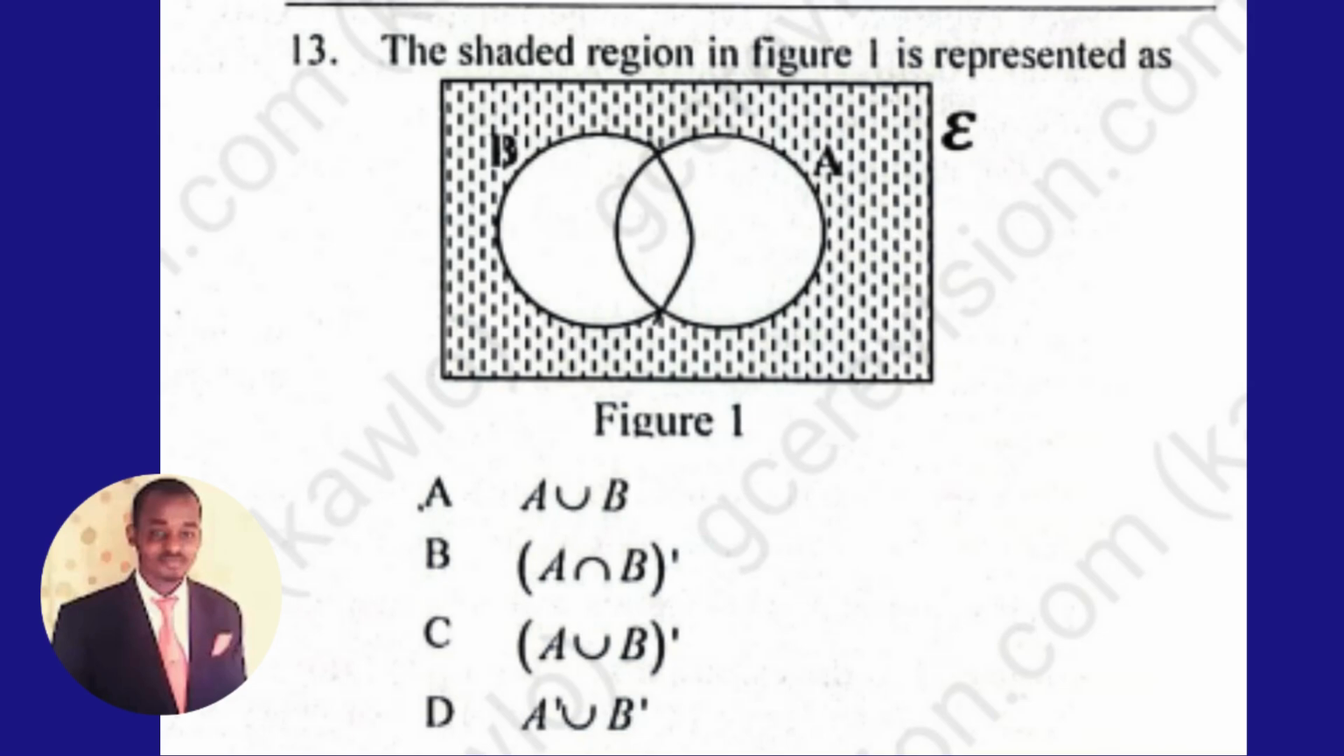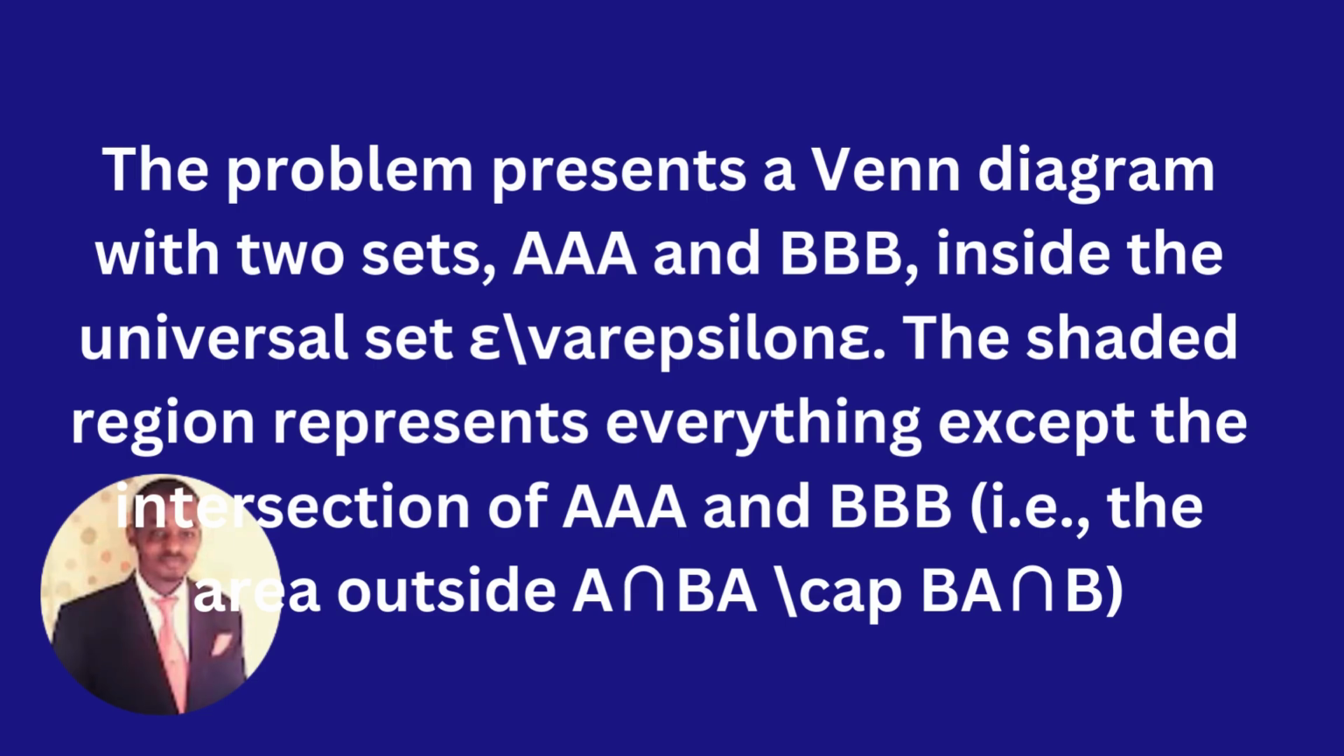The shaded region in figure 1 is represented as. What do you think is the correct answer? I'm going to show you how we come about this answer, as you can see here. The problem represents a Venn diagram with two sets, A and B. Inside the universal set, the shaded region represents everything except the intersection of A and B. This is how we came about that answer, as you can see from there.